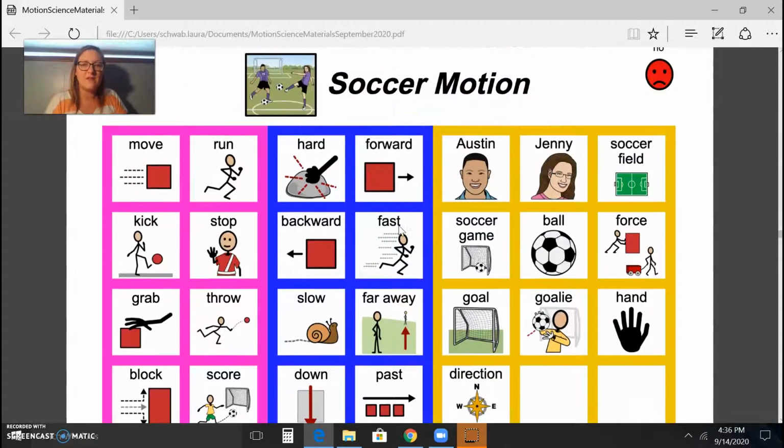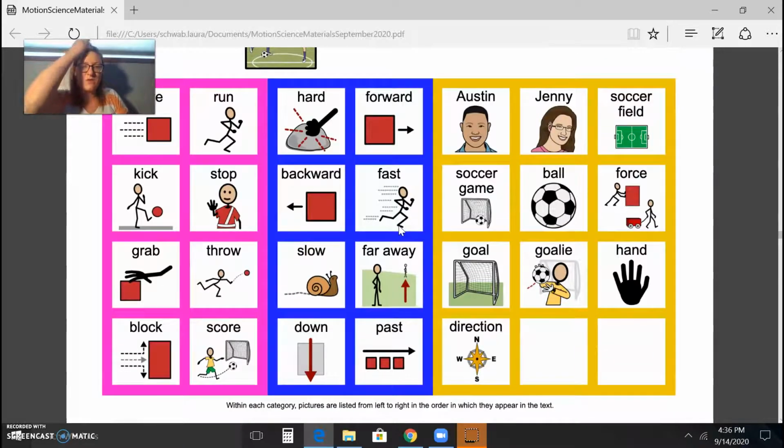And then after each page, you could even ask them a who question. So like, who is the story about? After the first page, we know it's about Austin and Jenny. And they have that board. So again, they can point to the pictures. They can use their words. Anything like that. So students, I encourage you to use this board. Answer those who, what questions as you go along.